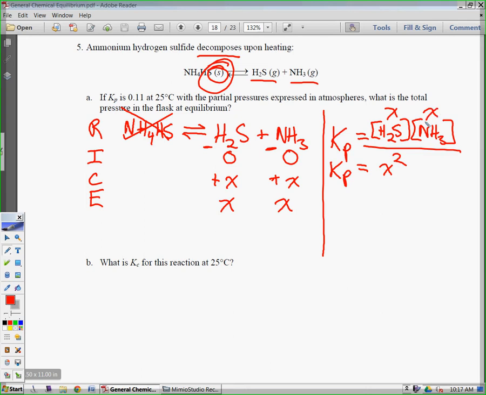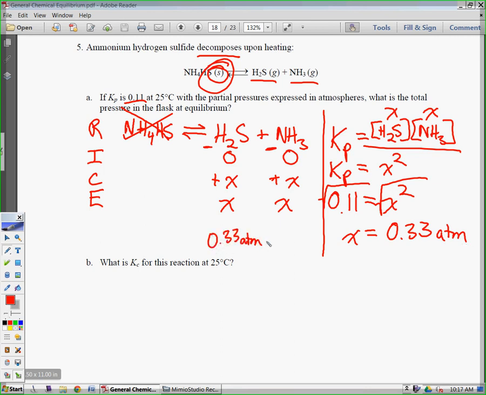All right, we know what Kp is, luckily, though. It's 0.11. So the amount of x is just going to be the square root of 0.11. And the square root of 0.11 means that x is going to equal 0.33. Now, we're not dealing with molarities here, we're dealing with pressures, and so pressures are in atmospheres. All right, so x is 0.33 atmospheres. That means the amount of H2S is 0.33 atmospheres, and the amount of NH3 is 0.33 atmospheres.